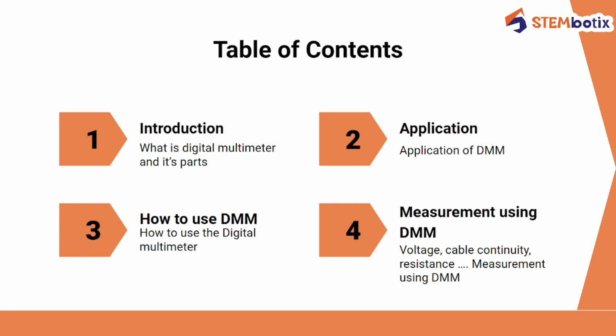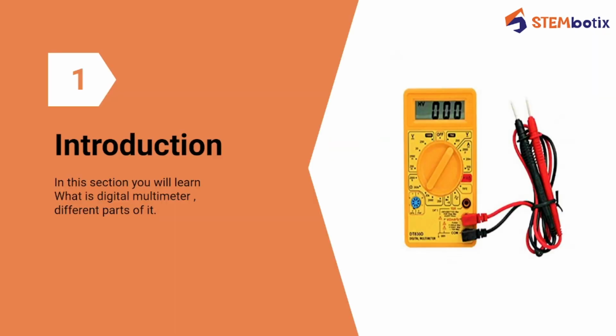So, the table of content, or you can say we have divided this lecture into four parts. In the first part, you will see the introduction, so the basic information about digital multimeter and its parts. Then in the second part, you will see the different applications of digital multimeter, means where this kind of multimeters are used. In third part, we will see how to use digital multimeter to measure different things. And in the fourth and last part, we will discuss how to measure voltage, cable continuity, resistance and current using this digital multimeter. So let's first start with the introduction.